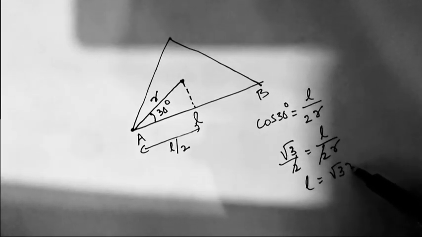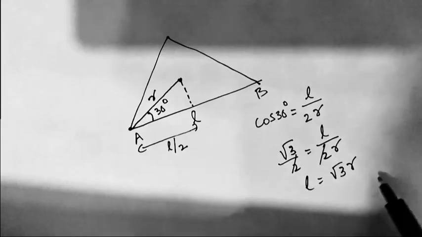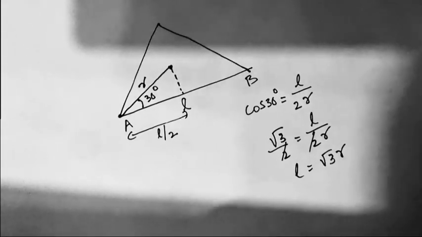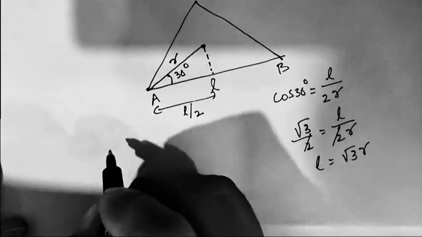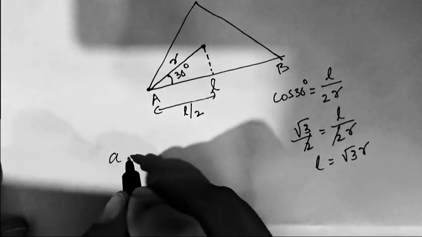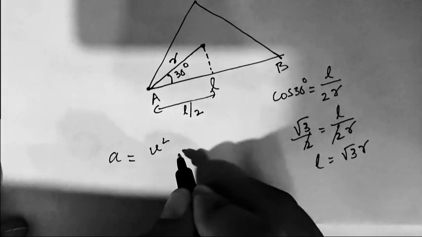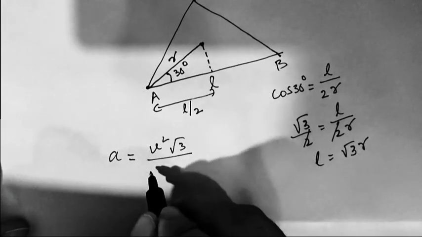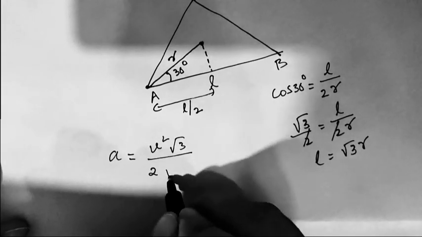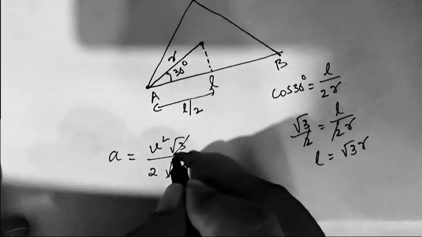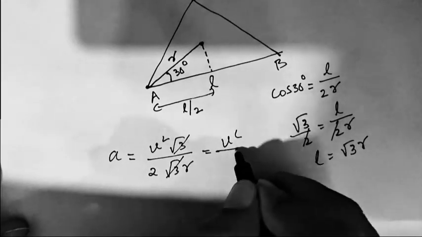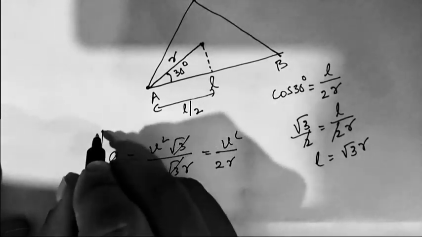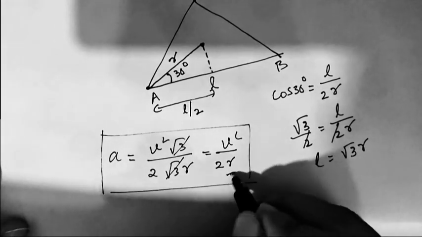Root 3 times r. So in terms of this, if you want to write your acceleration, what will be the answer? If you check the formula for acceleration, we got V square root 3 by 2L. Now L is root 3r. So root 3 gets cancelled. So V square by 2r. So this would be the acceleration in terms of r.